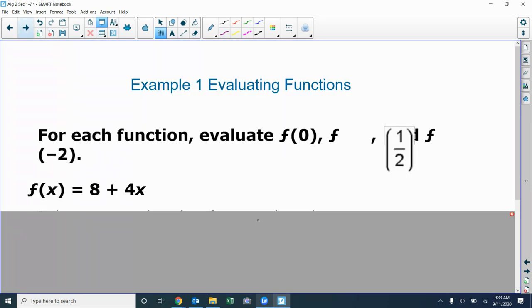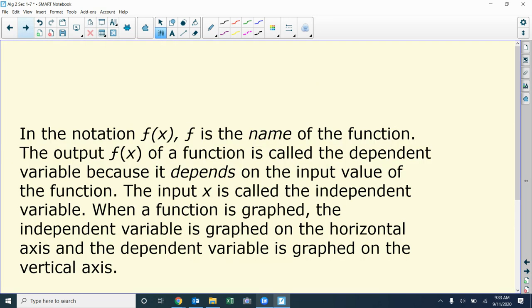Not messing around this morning, hopefully that's okay with you. I'm not even gonna do this problem because it's pretty simple. Is everybody okay with evaluating? All right, let's get to a graph problem.